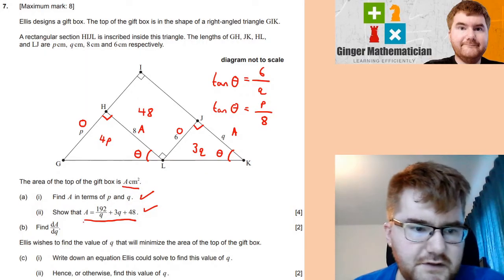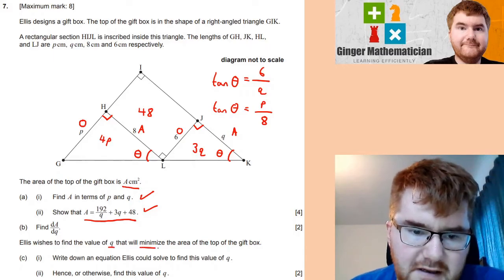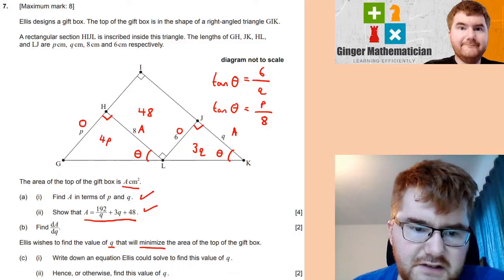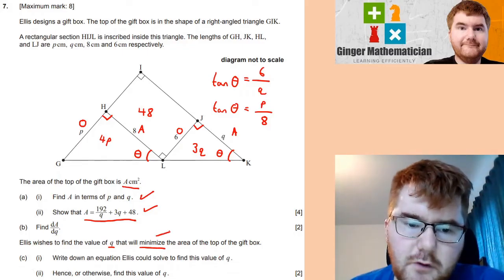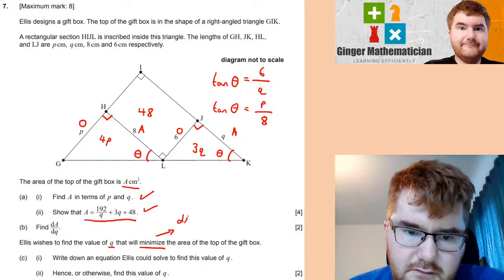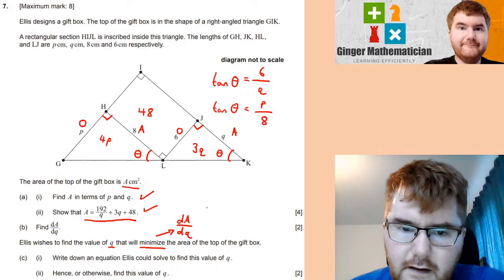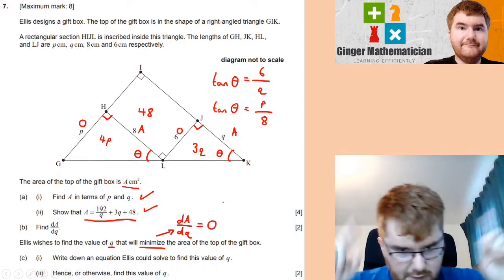And if we go on to part C, Ellis wishes to find the value of q that will minimize the area of the top of the gift box. And now we need to write an equation we could solve to find this value of q. So as soon as you see this word minimize or maximize, then we need to take the differential of A with respect to q is equal to 0. That's what you need to trigger in your mind.